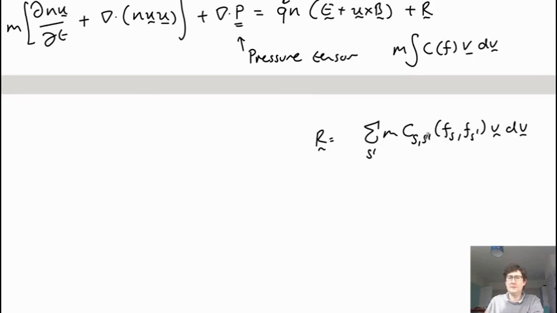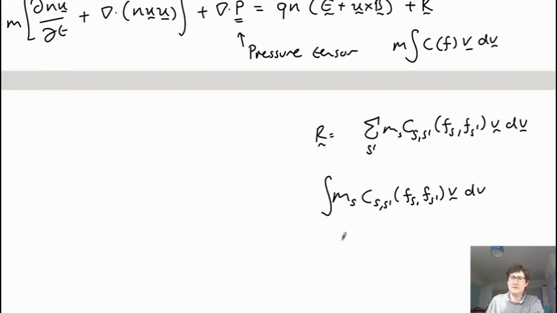And so for any pair of collisions between species S and S prime, we must have that the mass of species S times this collision, S and S prime, so the force on species S due to collisions with S prime must be equal and opposite to the force on S prime due to species S. So that's just conservation of momentum.